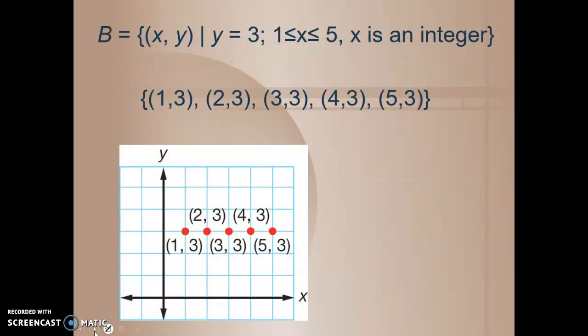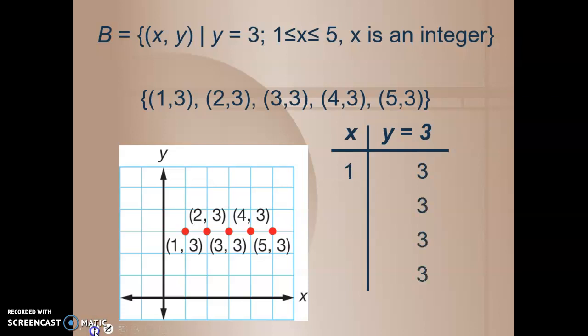If we were to graph that, it would look like this: a point at 1, 3, 2, 3, 3, 3, 4, 3, and 5, 3. We are not going to draw a line because we were given some specific points to try. If we were going to write that on a table, it would look like this. When x is 1, y is 3. When x is 2, y is 3. When x is 3, y is 3, so forth and so on.